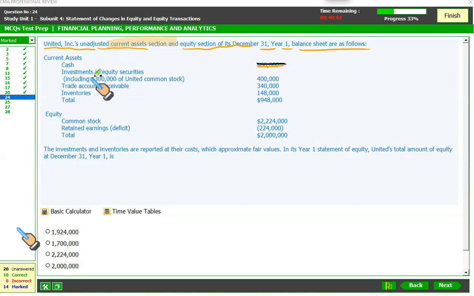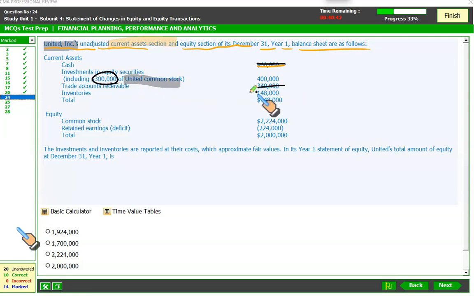But look at this, investment in equity securities. You have made an investment in your own stock, meaning you have purchased your own stock. How do I know? Look at this, United common stock. Who is me? United Incorporated. So when you purchase your own stock, you do not report this amount as a current asset or a non-current asset. This is shown as a negative item in equity. Treasury stock is reported as a negative item in the statement of changes in equity. So this 300 only needs to be considered.